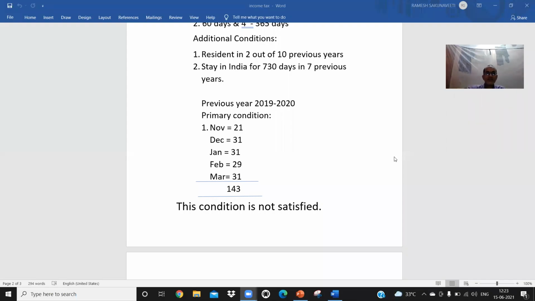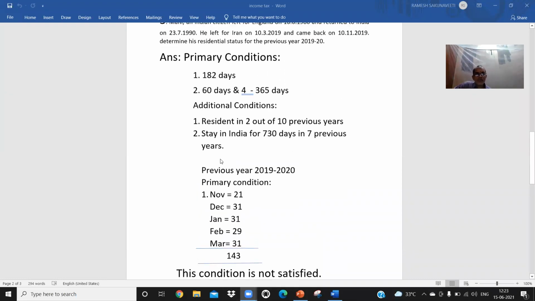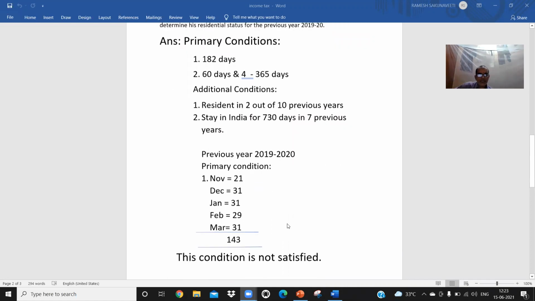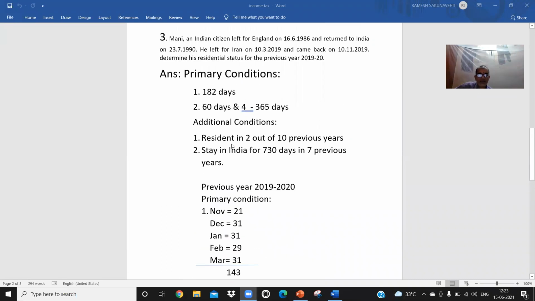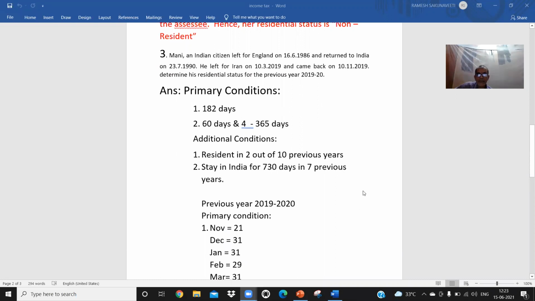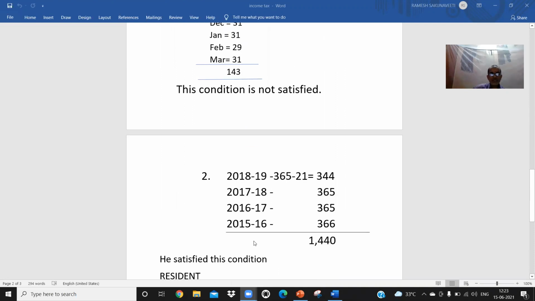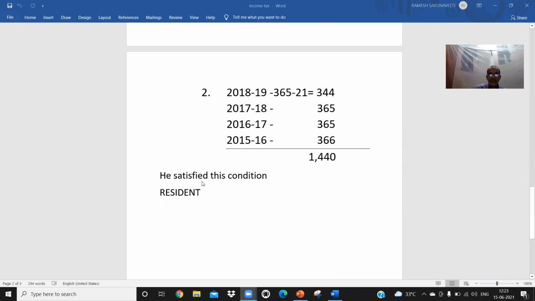In the previous class, we were in the middle of the problem. We observed two primary conditions. In our testing, the first primary condition was not satisfied by the assessee. His name is Money. Coming to the second primary condition, we have tested it, and he satisfied this condition. So we came to a conclusion that the assessee is a resident.